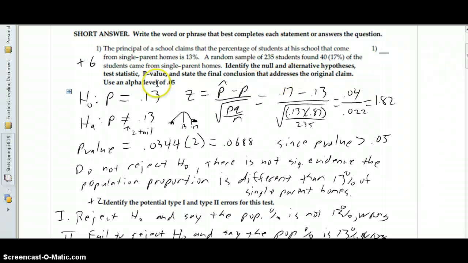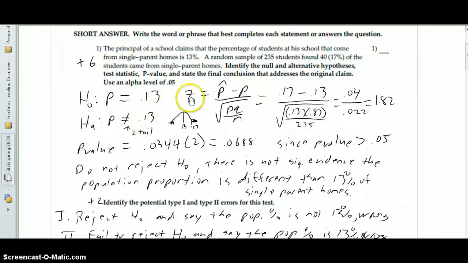Our null hypothesis here is that 13% come from single parent homes. The alternative is not 13%. There is no strong language to make you think it's greater than or less than, so it should be a two-tailed test. I was lenient on the grading, so you didn't have to have that, but for the final, if you're studying for that, I'll be a little more particular, looking for the wording: if it's one tail, two tail, greater than, less than, or not equal to.